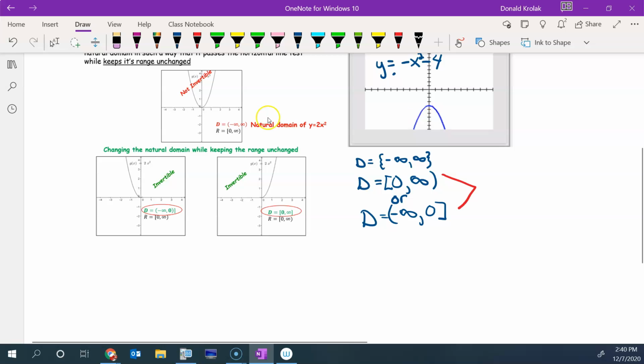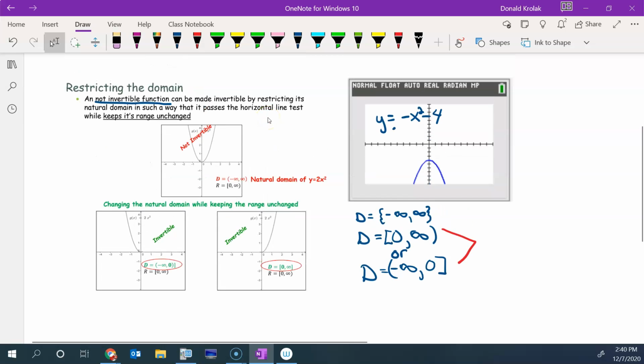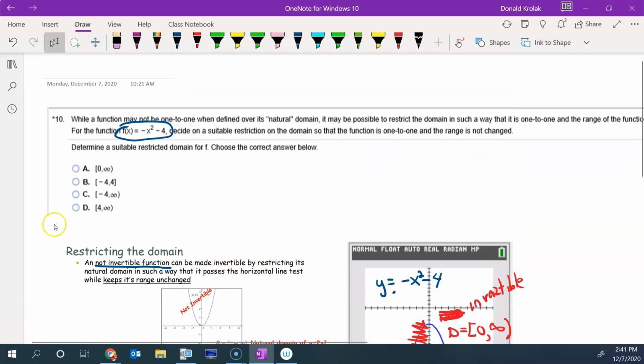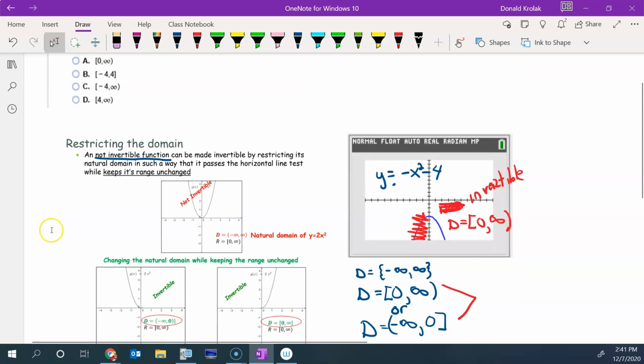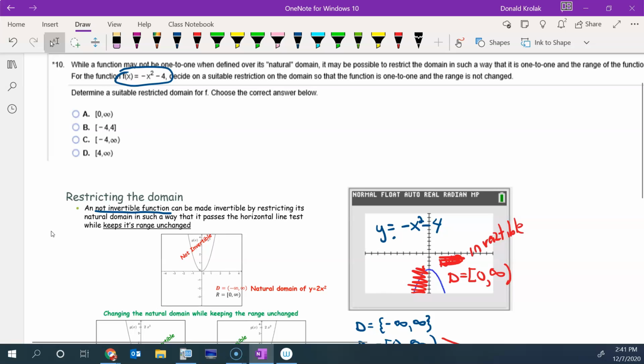Okay? Without changing it, this does not have an inverse. This is non-invertible. If I get rid of part of it, like if I change the domain to be from 0 to the right, it is now invertible because it would pass the horizontal line test. So out of my choices here, I have from 0 to infinity would be the correct answer.